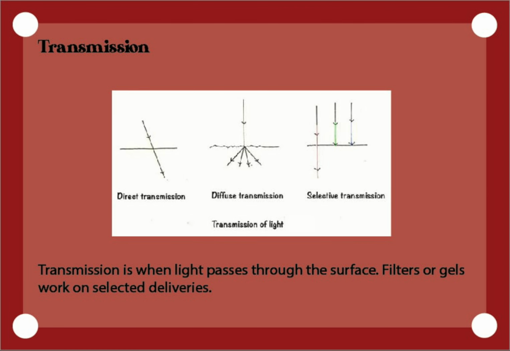Transmission. Transmission is when light passes through the surface. Filters or gels work on certain deliveries. Transmission is divided into three parts: direct transmission, diffuse transmission or transmission of light, and selective transmission.